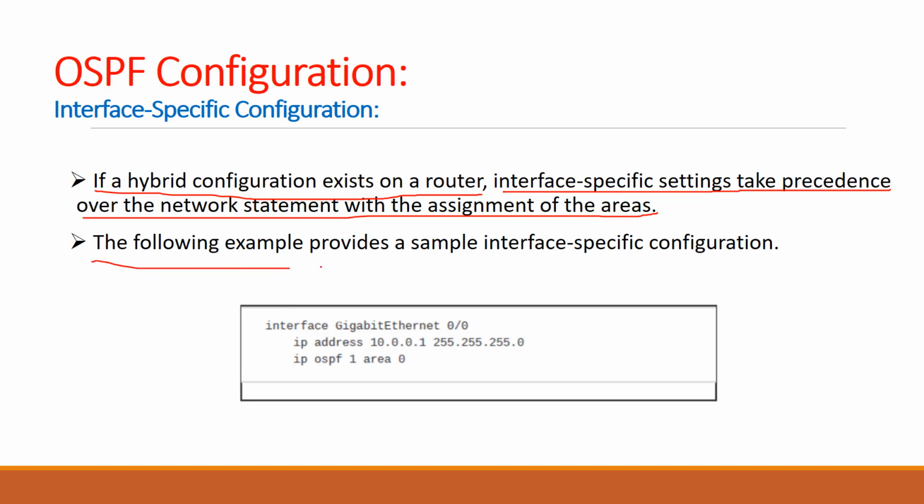The following example provides a sample interface-specific configuration. Under the interface with an IP address, you enable OSPF and associate the interface to a specific area.